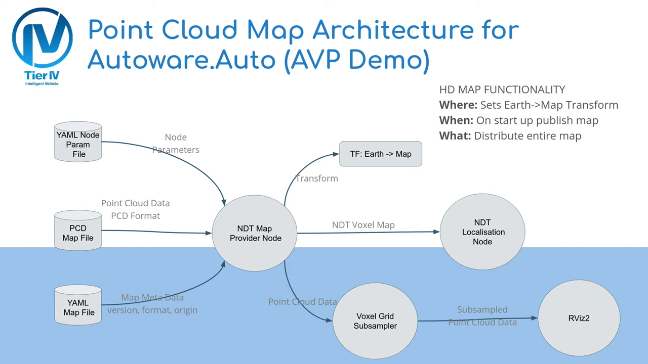In answer to the three concerns for HD maps, this node defines the Earth to Map transform. Map data is published once on startup, and the entire map is published. For larger scale maps, this approach might need to be modified, but 3D point cloud data is relatively dense, and continuously publishing subsets of map data for localization could result in a degradation of communications.